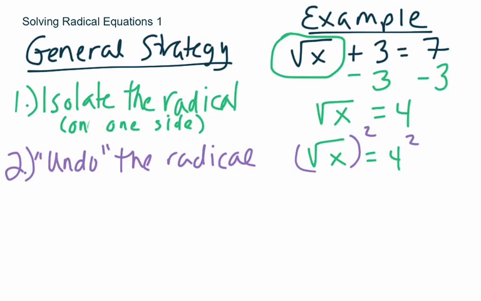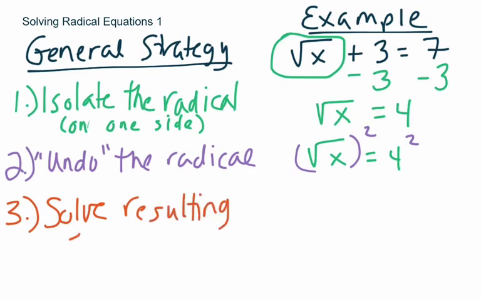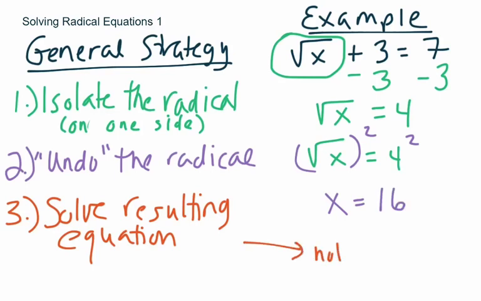And then I guess we'll do the last step in red. The last step in red is solve the resulting equation. And we call it a day. So when I square the left, I get x, and when I square the right, I get 16. And in this particular problem, there is nothing left.